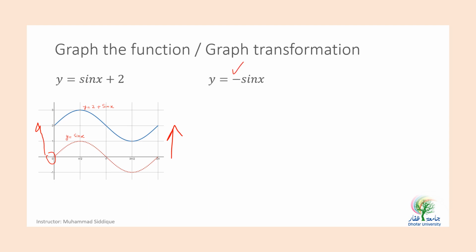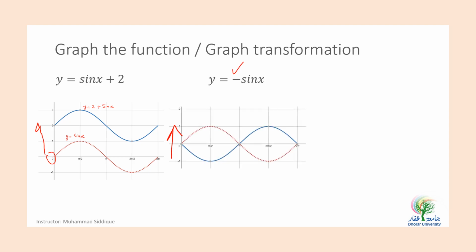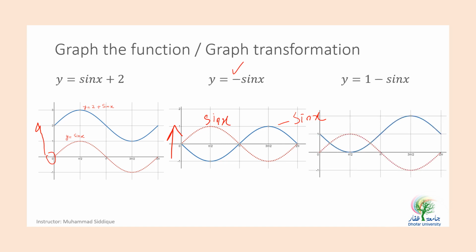Minus sine x is the reflection of the sine graph about the x-axis. This is the sine x graph, and this is the minus sine x graph. Reflection about the x-axis: the portion that is up, we make it down, and the portion that is down, we make it up. And 1 minus sine x is also a reflection, and this is the graph. I hope you can understand.